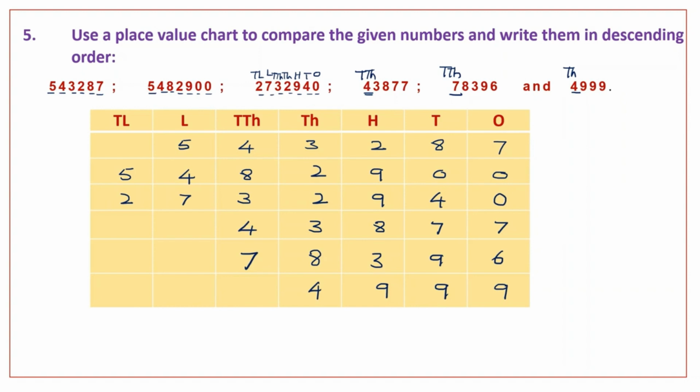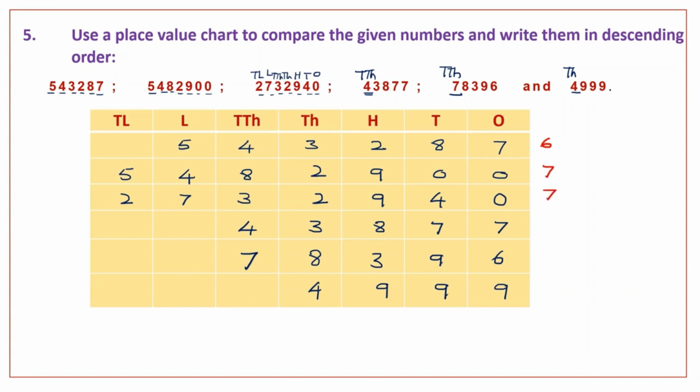Now we have to compare the numbers. The first thing to do while comparing numbers is to count the number of digits. So let's count the number of digits. For the first number, 1, 2, 3, 4, 5, 6. There are 6 digits. So let's write down here. There are 6 digits. Next number, 1, 2, 3, 4, 5, 6, 7 digits. Next number has 7 digits. The one after that also has 7.